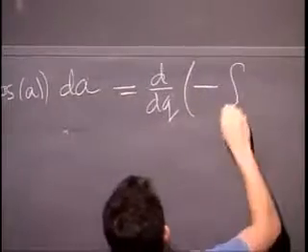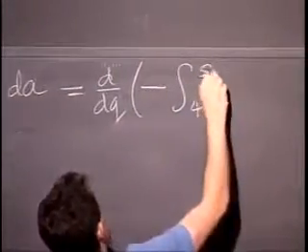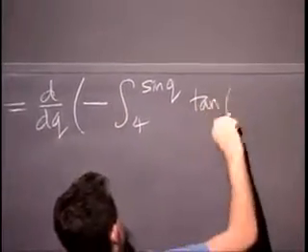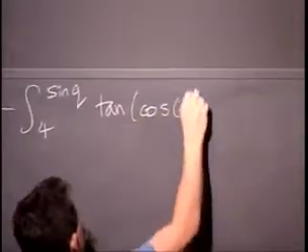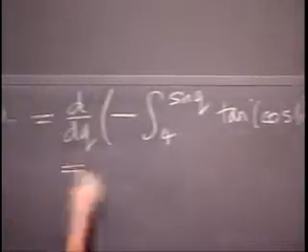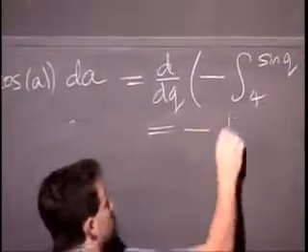And switch them around. Go from 4 to sine q. But you've got to introduce the minus. Then solve the rest of the problem using the chain rule like we just did, and you'll get the same answer as we did before.